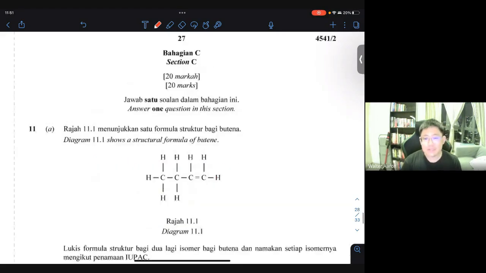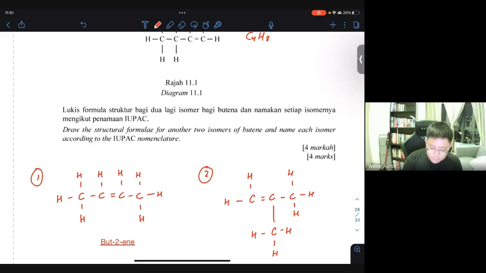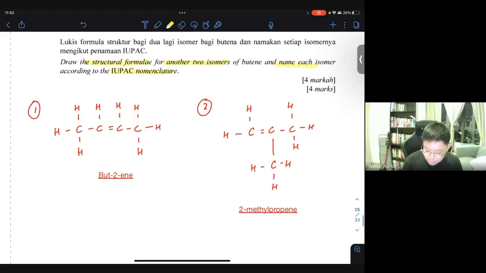All right, section C. Now, section C is 20 marks, but there's only one question. So you just answer that one question lah. Okay. So this is actually a very easy question. This is the last question already. So number 11 here, A, diagram 11 shows a structural formula of butene, all right, which carries the formula of technically C4H8. So they'll ask you to draw another 2 isomers, supposedly. Draw the structural formula of another 2 isomers of butene, and you're supposed to name each isomer according to IUPAC nomenclature. So I drew 2 structures for you already, okay?